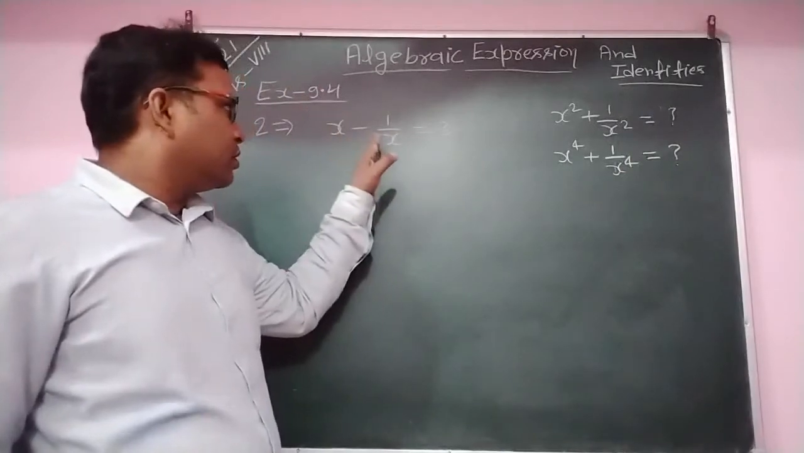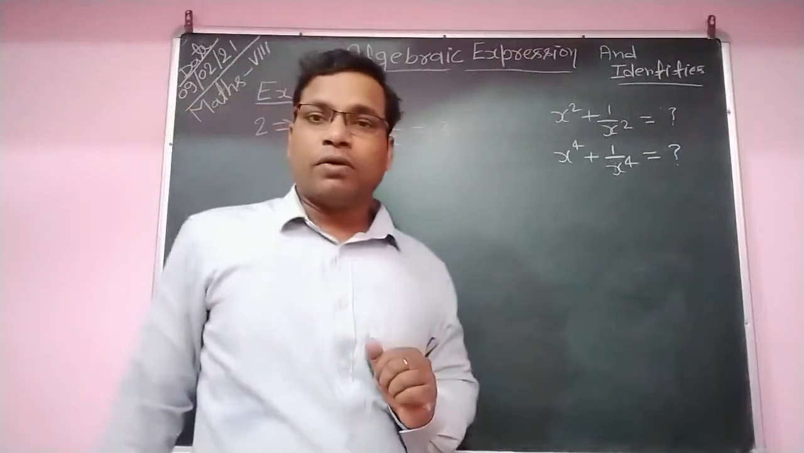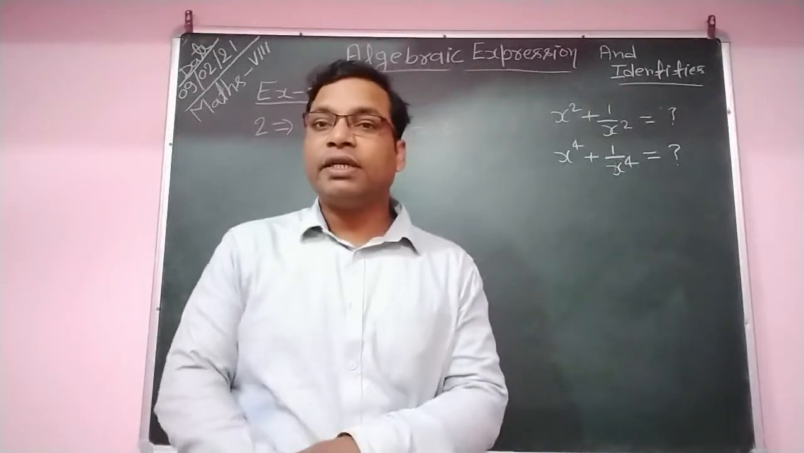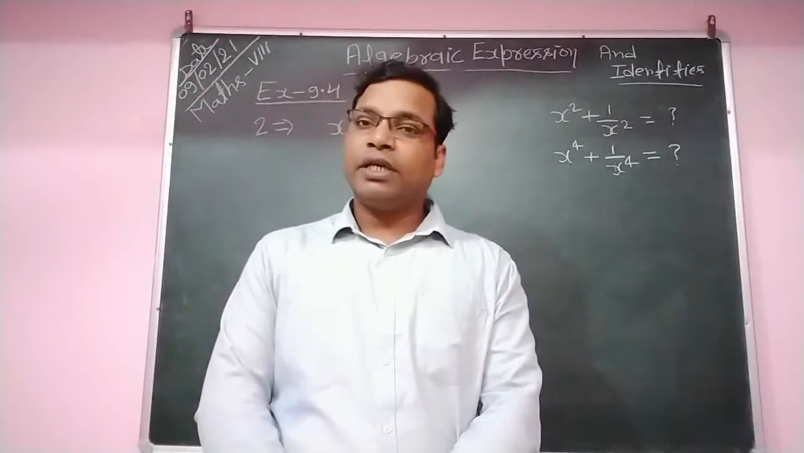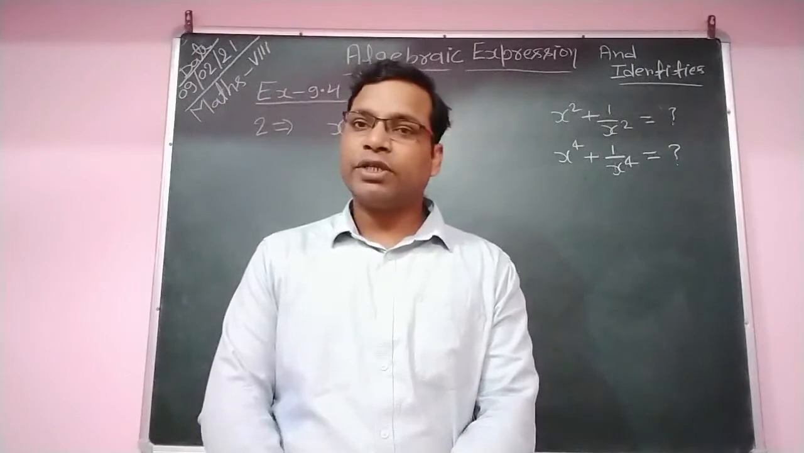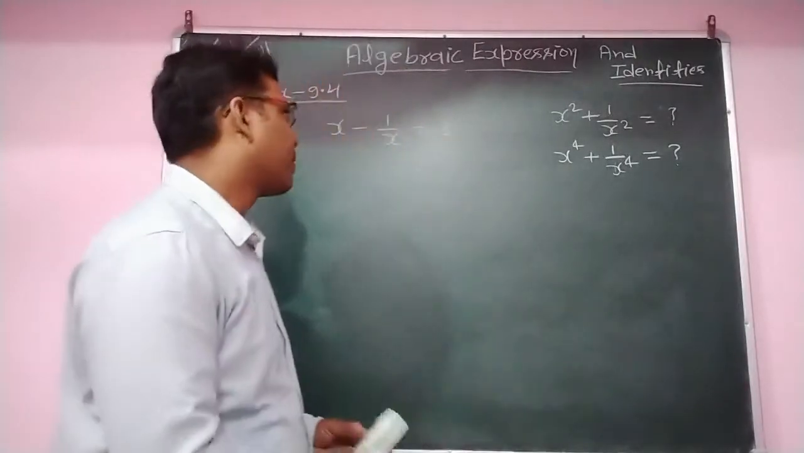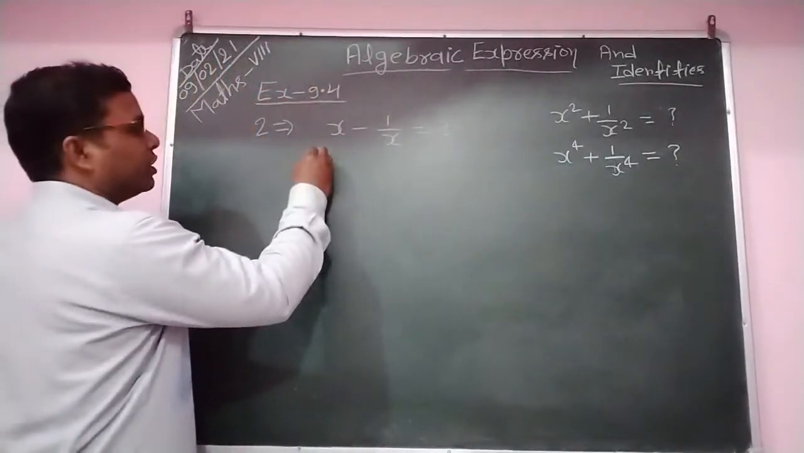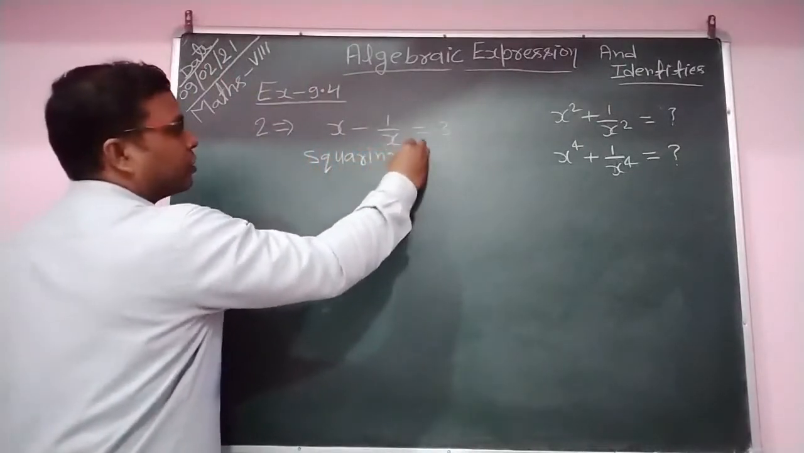x minus 1 upon x is equal to 3. We need to find x square plus 1 upon x square. So first we apply the second identity. What is the second identity? The second identity is: whole square of a minus b is equal to a square plus b square minus 2ab. So let's see. Here we are squaring both sides.